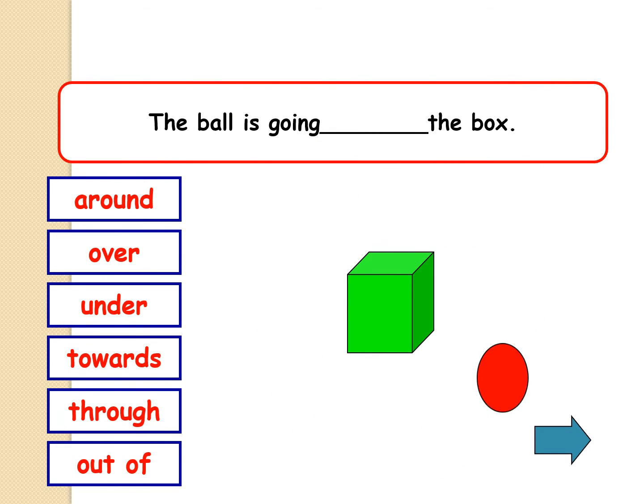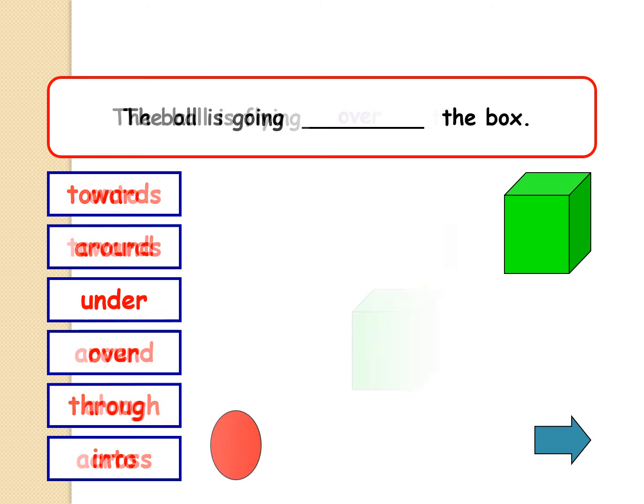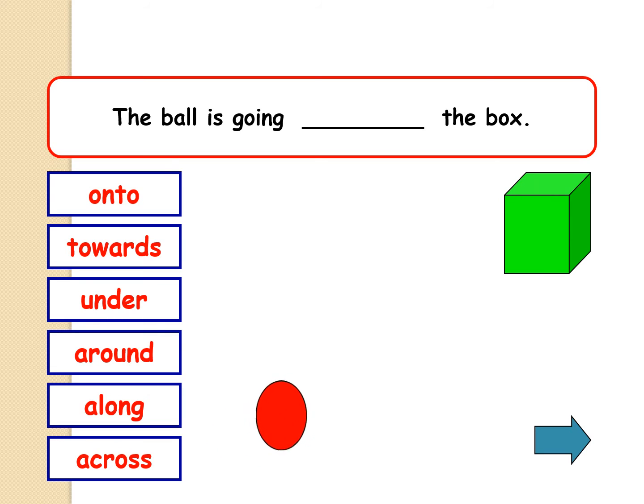Where is the ball going? Yes, you are right. The ball is going around the box. What about this ball? The ball is flying over the box. Now look at this ball. The ball is going towards the box.